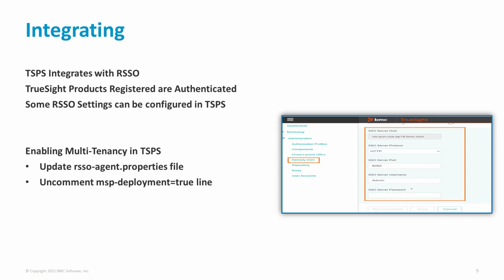As shown in the screenshot here, these are the details of Remedy Single Sign-On Server, which exist in your TrueSight Presentation Server console. At any point of time, if you would like to change any details like port number or password for your admin user, you can edit those details as shown in the screenshot.